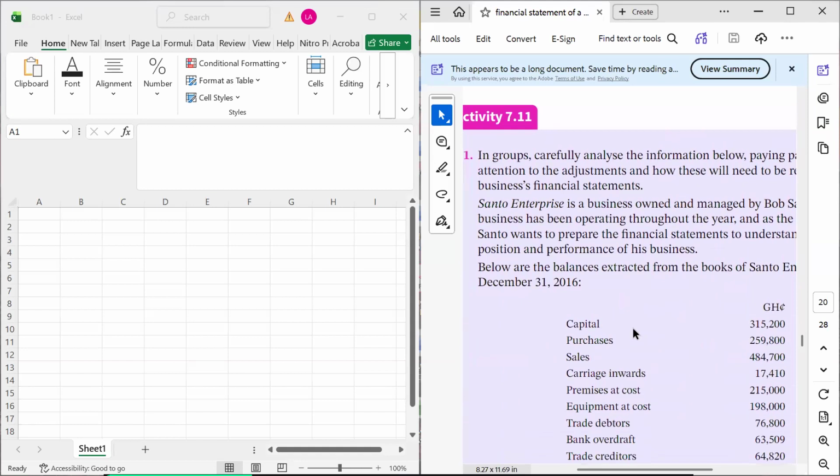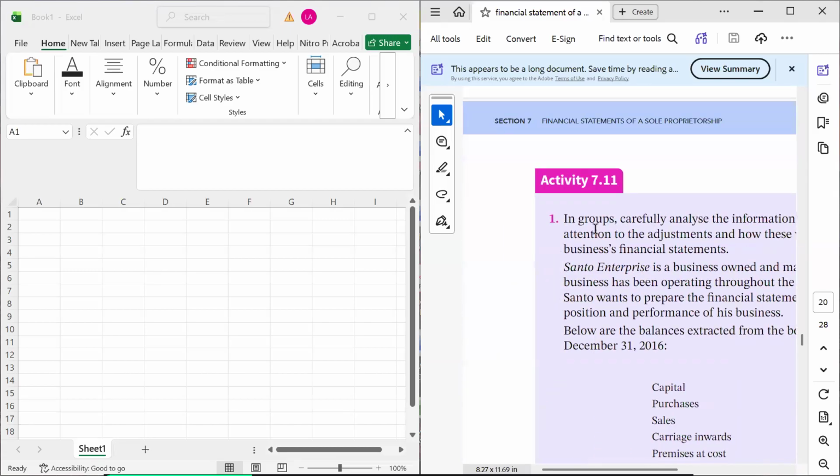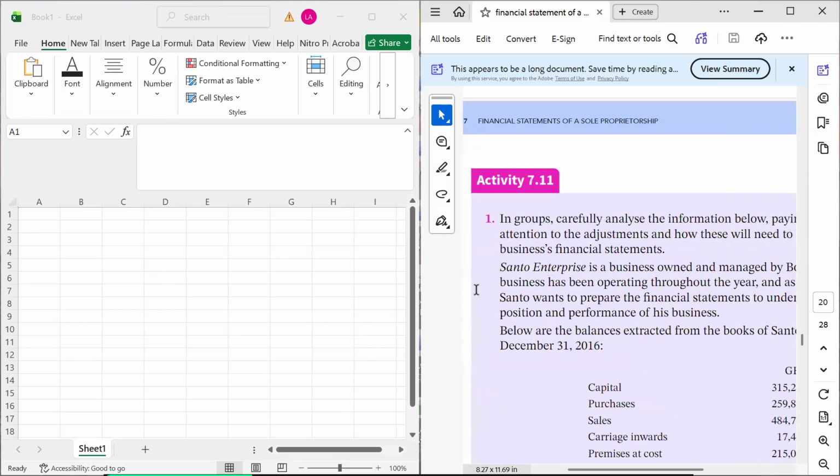So what we say is that when you read a question like this, read through the question and see what is the name of the company. This one, the name of the company is Santo Enterprise. So you put it there.